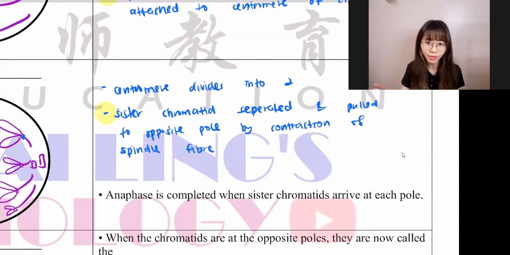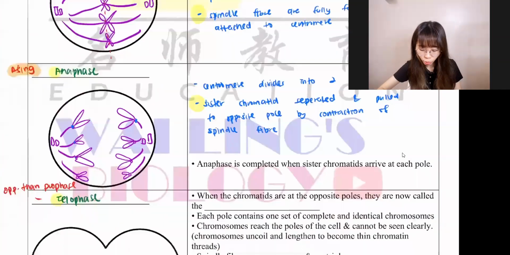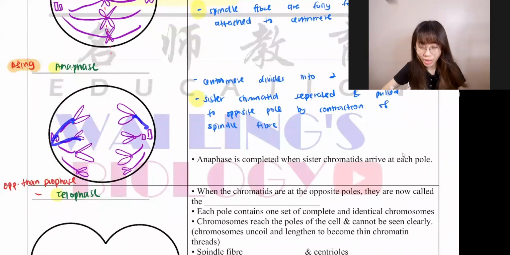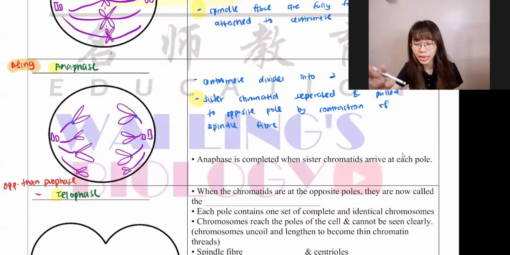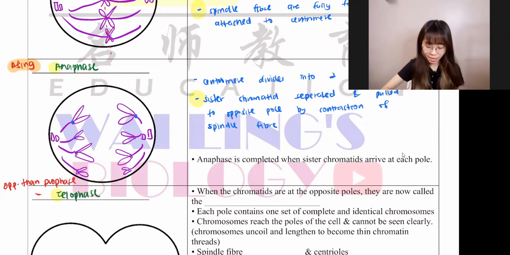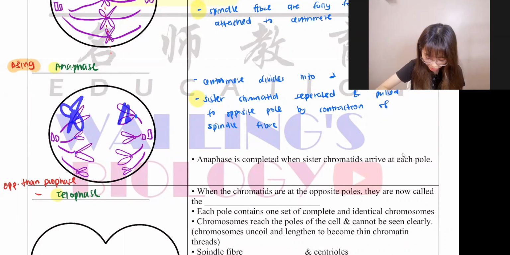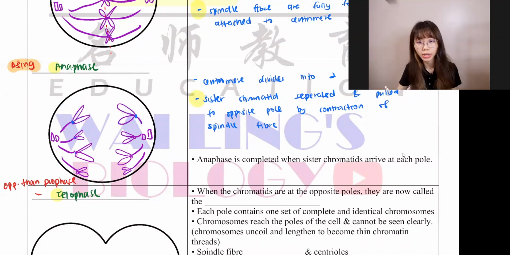So without spindle fiber, the sister chromatid cannot pull to opposite pole. So what happens when the spindle fibers are not fully formed? There will be an abnormal number of chromosomes later on. Means maybe the person will have Down syndrome or some other disease. Some other diseases, you only learn in Form 5. So Down syndrome will be the best example that you learn in Form 4, okay? If they didn't separate, it means one like that, right? If this one doesn't have anything, then the number of chromosomes will be different already.